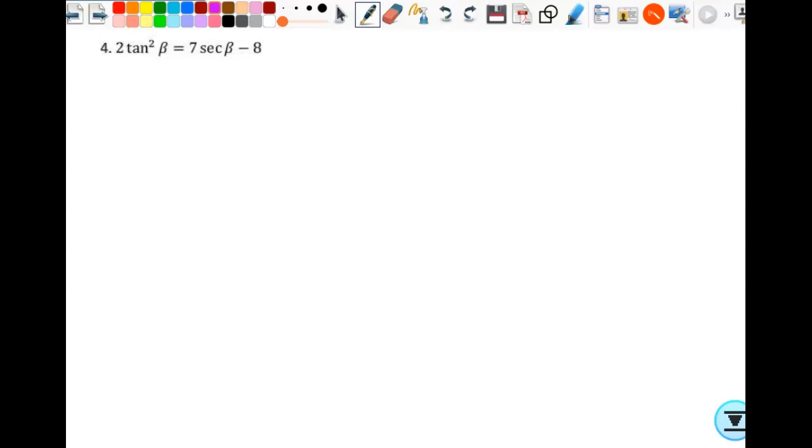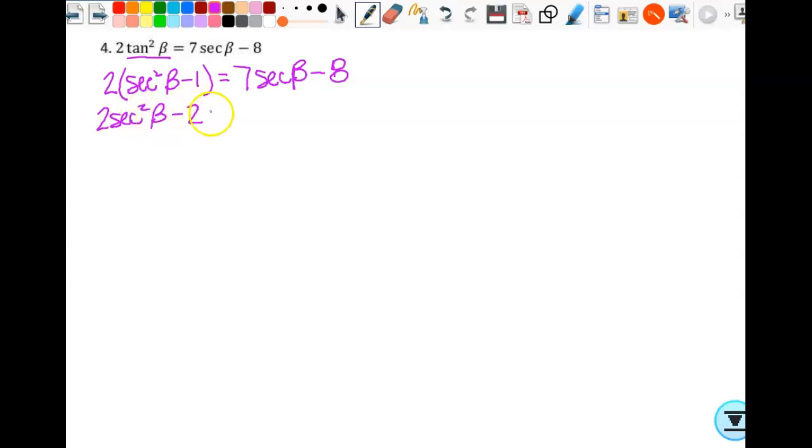But if you think about, is there something else, and you think, ooh, one of them I can avoid fractions. I think I'm going to go with that one, because the fractions can get kind of weird in these, right? So let's do that. We've got this tangent squared beta. I can replace that from my chart, not from some magic land, into secant squared beta minus 1. And that's equal to 7 times secant beta minus 8. So I'm going to distribute my 2. Now I get 2 secant squared beta minus 2 equals 7 secant beta minus 8.